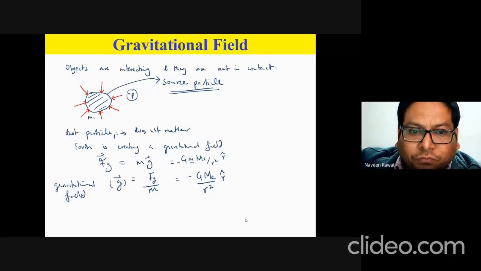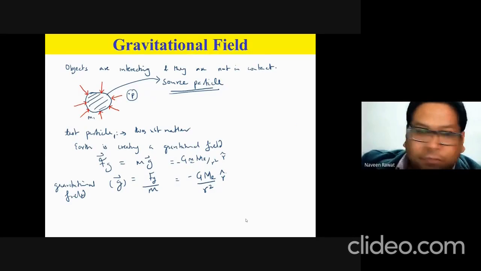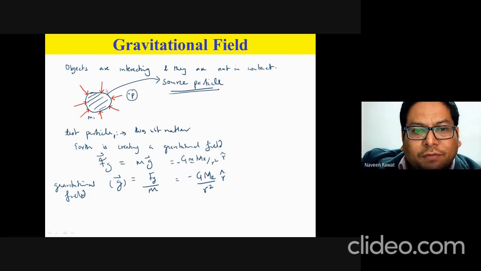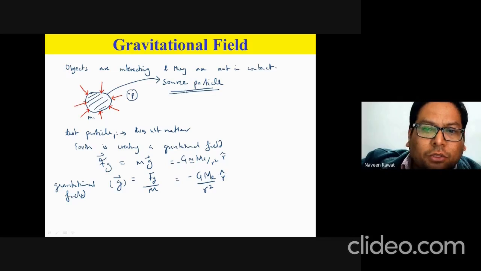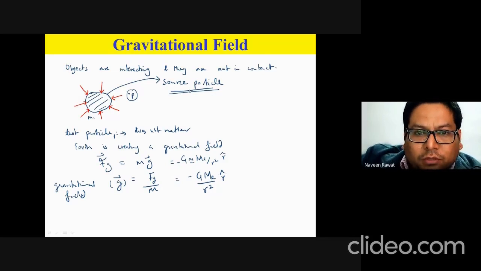Okay, so just to refresh your memory, when we were talking about gravitational field, we were talking about a source particle or source mass that is creating this field around it, and we know that this gravitational field is an attractive field. Any other object, which we are calling a test mass or test particle, whenever it comes in the vicinity of this field, will get attracted to the source particle. That's how we are trying to conceive the idea of gravitational field.